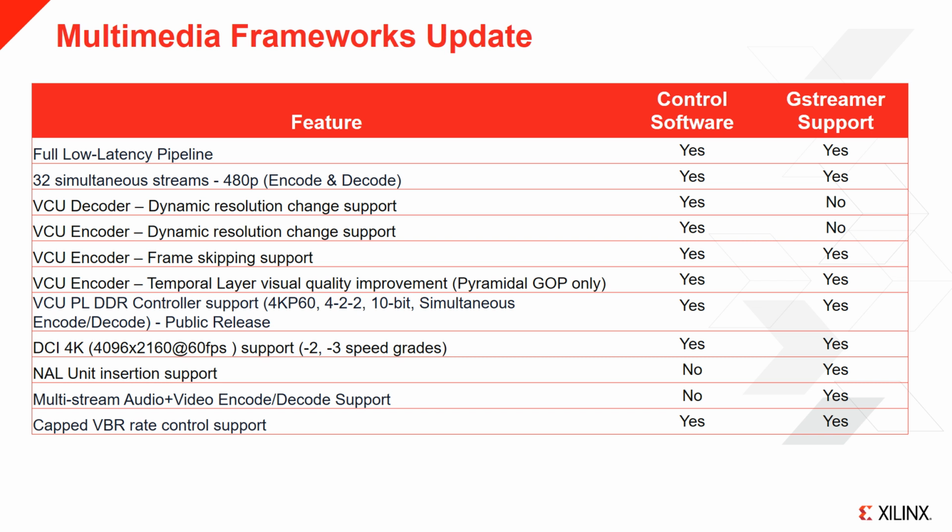This allows designers to dynamically change from a higher resolution to a lower one and then back again in order to efficiently balance bandwidth and frame rate requirements. Finally, we've added support for DCI 4K mode in the -2 and -3 speed grade devices.